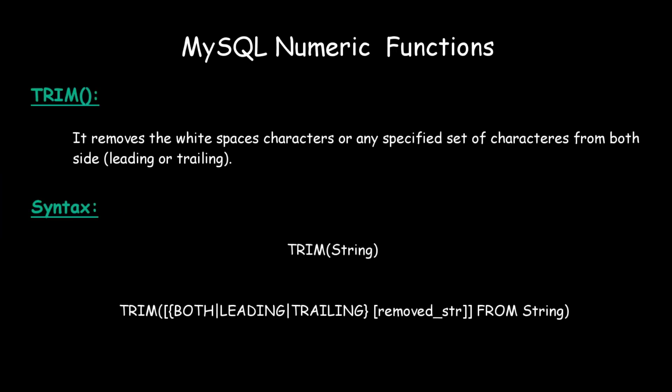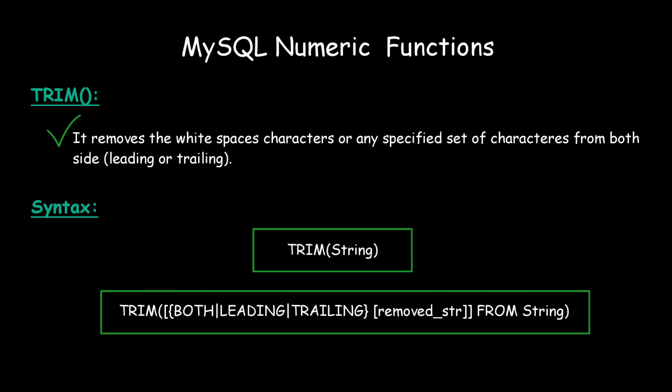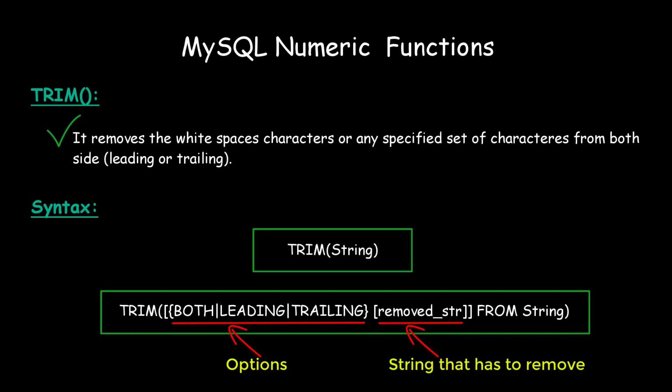Now trim. It removes white space characters as well as any specified set of characters from both sides, leading or trailing. It has two syntaxes. First one, trim(string). It removes white spaces from both sides. Second one, trim, where both, leading or trailing are options. Among these we can use any of them, and remove string is the specified string that has to be removed. Now come to the example.